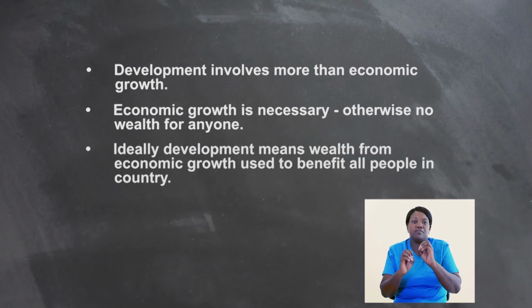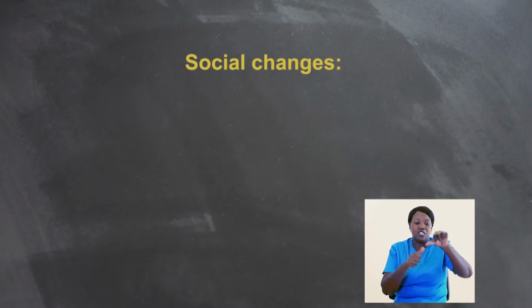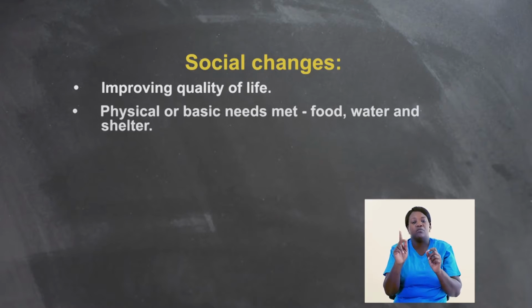But ideally, development means that the wealth from economic growth is used to benefit all the people in a country. Social changes, improving people's quality of life. It is important for people to have their physical or basic needs met. For example, their need for food, water, and shelter. So development must give people access to the provisions of these needs.